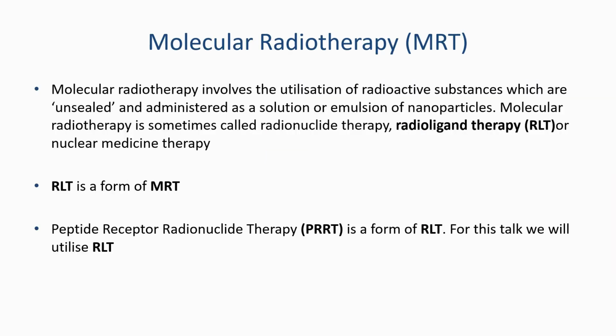Molecular radiotherapy involves the utilization of radioactive substances which are administered into the patient as a solution or emulsion of nanoparticles. Molecular radiotherapy is sometimes called radionuclear therapy, radioligand therapy, or nuclear medicine therapy. Radioligand therapy, or RLT, is a form of MRT, and peptide receptor radionuclide therapy, which is PRRT, is a form of RLT. For this talk, we will utilize the terminology RLT throughout.